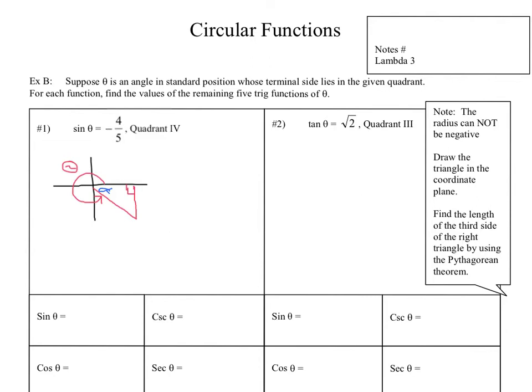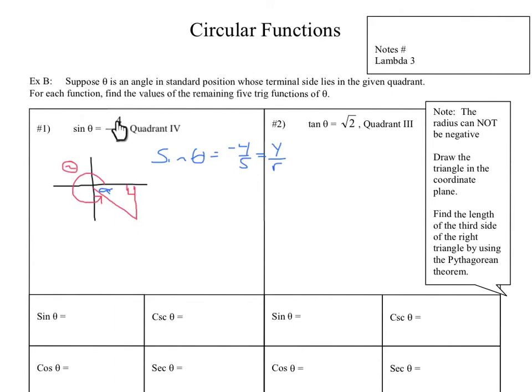Sine of theta, we're told, is negative 4/5. And my 4/5 is a bit ugly. Sine of an angle is the opposite leg, which is y, over the hypotenuse, which is r. So for this problem, negative 4 is y, and r is 5. It doesn't tell you that y is negative 4 and r is 5, but at the same time, it does tell you, because it says sine of theta is negative 4/5.